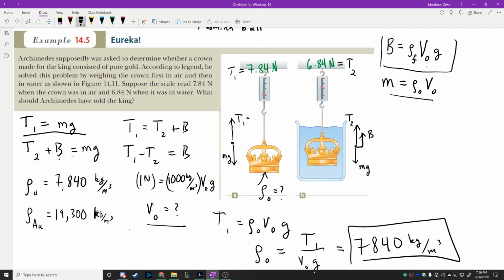Okay, so that's a nice little problem. I really like that one. It's a problem we do in Physics 2A as well, at least when I teach it. Okay, does anyone have any questions?